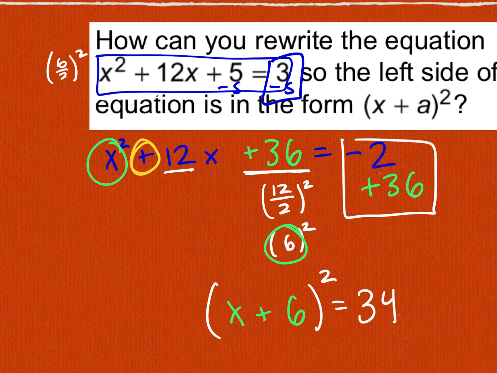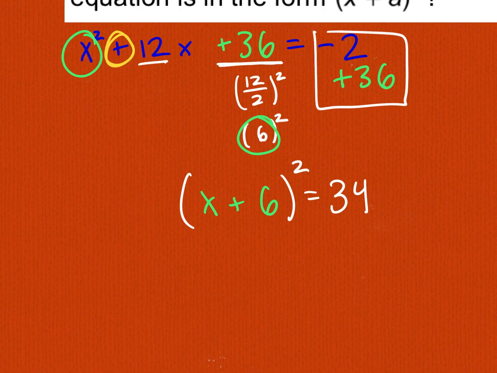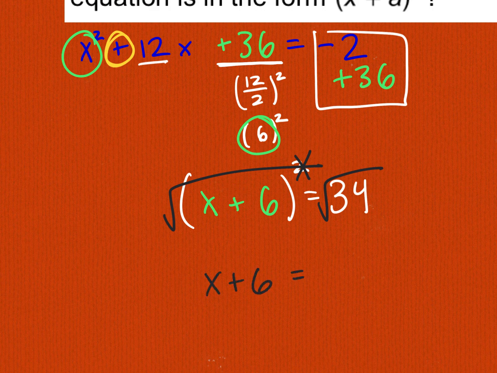So (x + 6)² is equal to 34. Now we solve. So how do I get rid of that squared? Square root it. So it cancels out with the squared. So I have x plus 6. X plus 6 is equal to what? Plus or minus square root of 34. 34 is not a perfect square, so we just leave it like that.